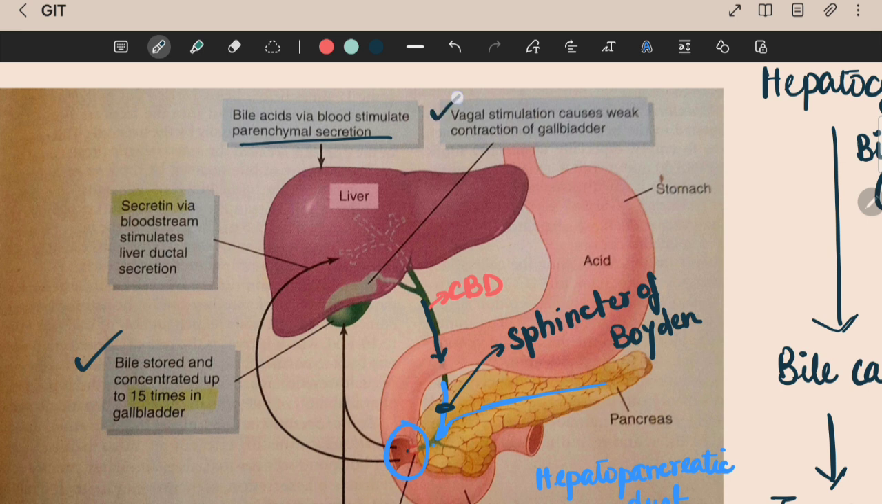Vagal stimulation causes weak contraction of the gallbladder. Now, I will explain it later. I'm not going into the details now. Secretin, carried by the bloodstream, stimulates liver ductal secretion.